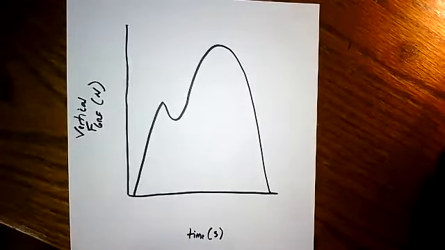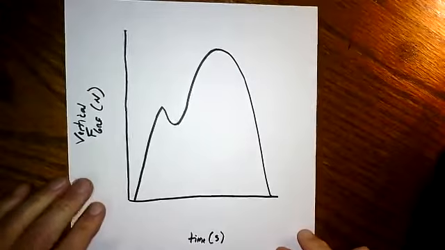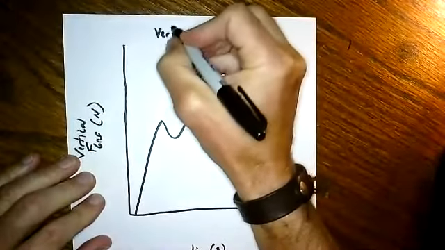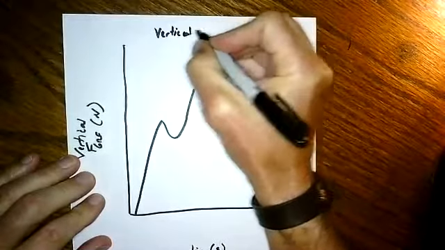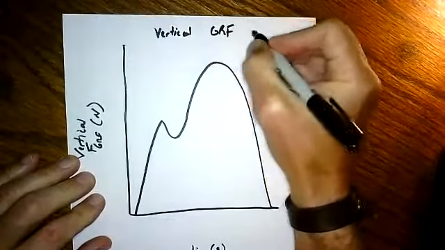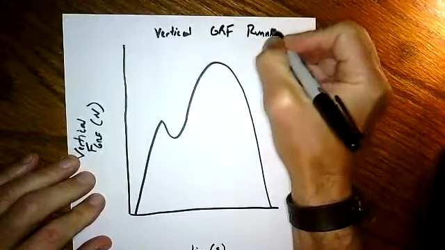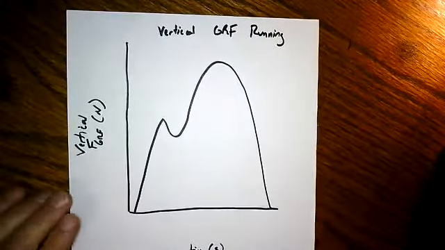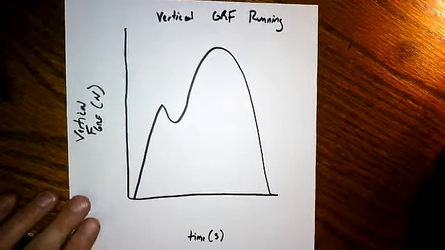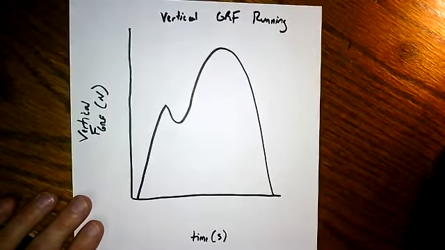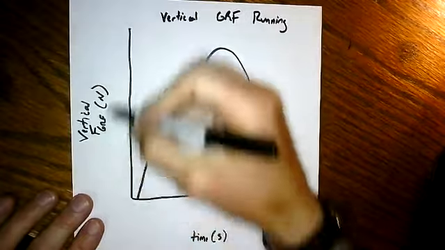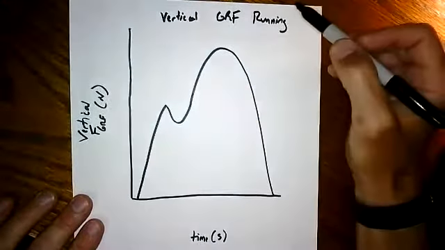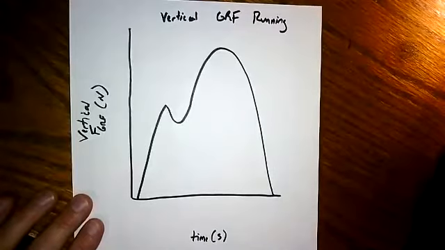Okay, in this video, I want to go through a typical vertical ground reaction force for running, and the different types of parameters that we would identify to analyze. So on the y-axis, we have vertical ground reaction force in units of newtons. On the x-axis would be time.